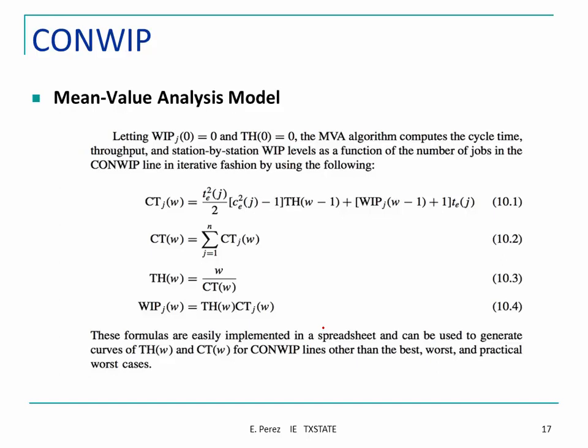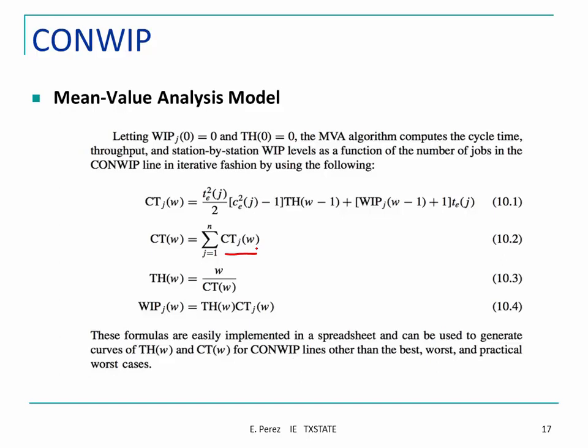Okay, so we're going to start by adding jobs one by one, and then we're going to see how the algorithm performs with that information. So for CT_j, we have expression 10.1. We can also compute the cycle time for the line with formula 10.2, which is the summation of all the cycle times for all the stations. And we can get the throughput as the WIP divided by the cycle time at a certain level of WIP, and then get the WIP for each one of the stations by multiplying the throughput by the cycle time for that particular station.